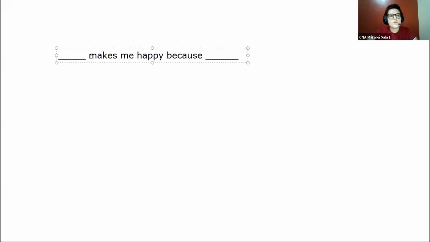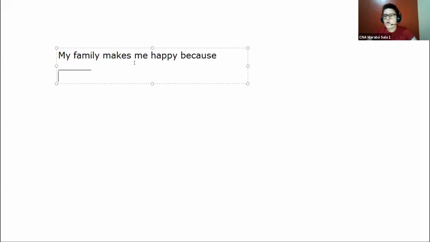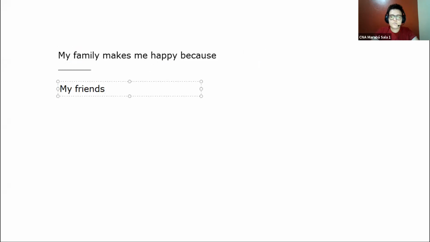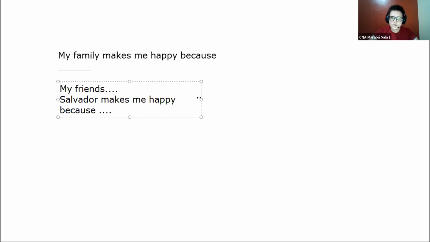So imagine here that you show me a picture of your family. So you can say, my family makes me happy because blah, blah, blah. Or you can show me a picture of your friends, and then you can say, my friends make me happy because blah, blah, blah. You can show me a picture of a place like Salvador. Salvador makes me happy because blah, blah, blah. This is the idea. So it doesn't matter what your picture is. It doesn't matter what you are showing us. You need to tell us why that thing makes you happy, okay?